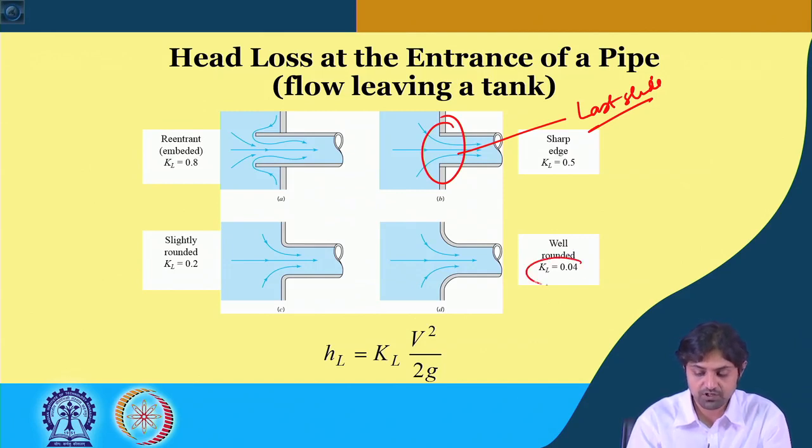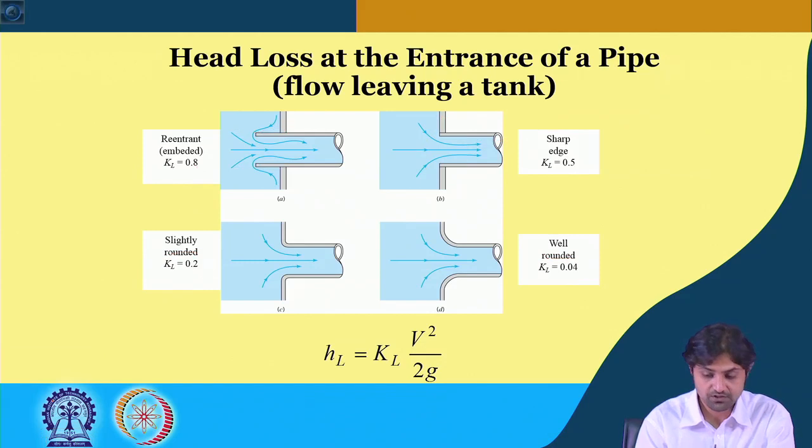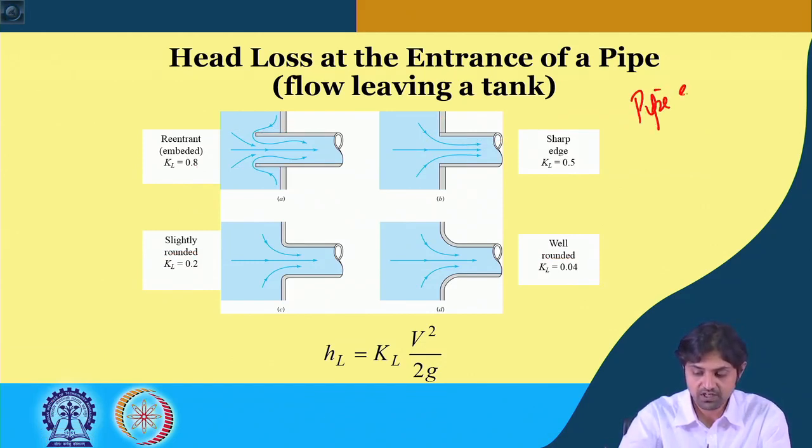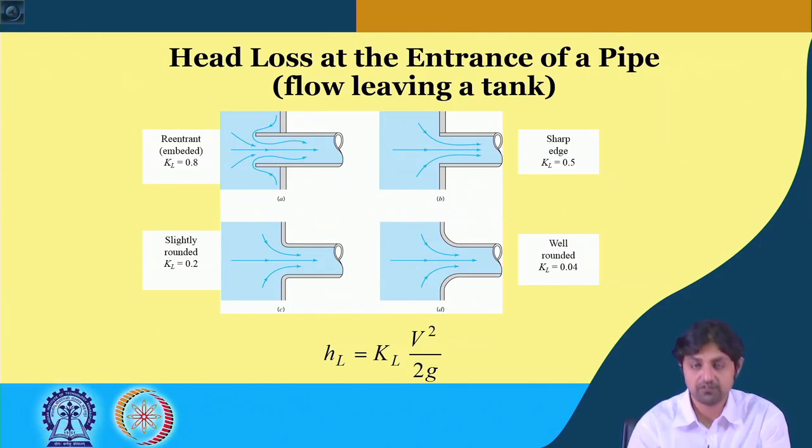If it is well rounded, KL is 0.04, if it is slightly rounded, it is 0.2, if it is embedded inside, you saw we had one figure where everything was inside, therefore there KL was equal to 1, but in this case it is 0.8. So, this is nothing but the pipe entrance. By default just take 0.5 if nothing else has been given.